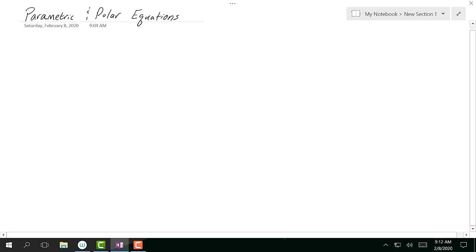To be talking about parametric and polar equations. So we're going to start with parametric equations, talk about exactly what they are, and then look at a couple examples. So for parametric equations, what we have instead of our normal x and y is the introduction of this new parameter, which we're going to call t.